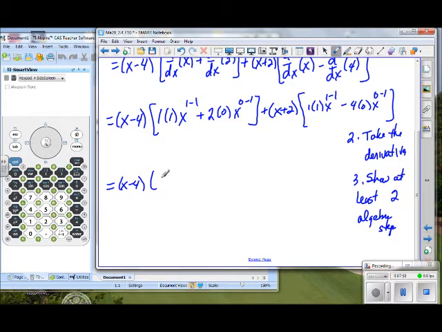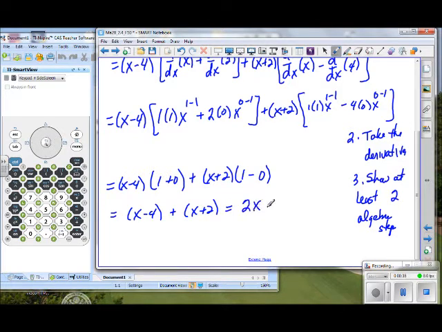x to the 1 minus 1 is 0, so this would be 1. This is going to be plus 0, which we really don't need to write, but we're going to show it just for now. Plus, here's our adding, x plus 2, and inside here we'd have 1, and this would be x to the 0, so this is just 1, minus, and again we'd have a 0 over here. So we end up with x minus 4 times 1 plus x plus 2 times 1, and I would expect you to simplify this to be 2x minus 2.